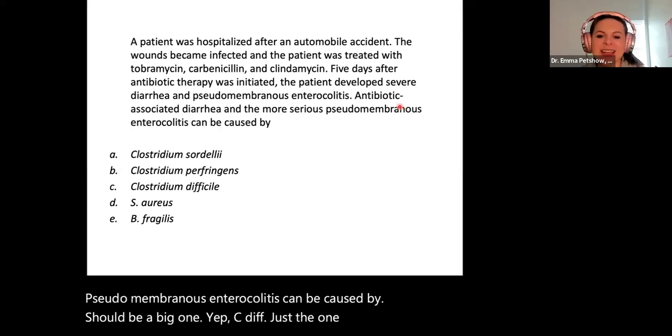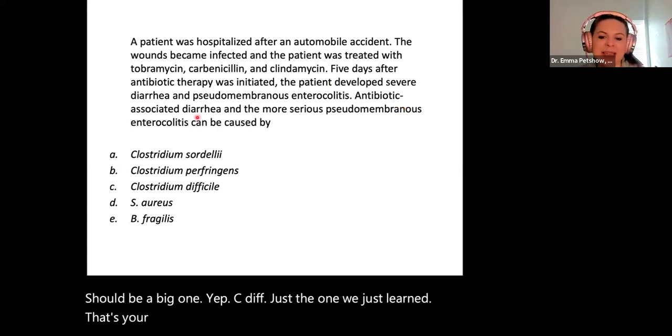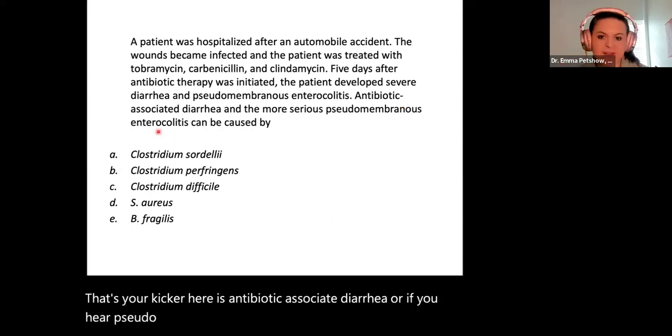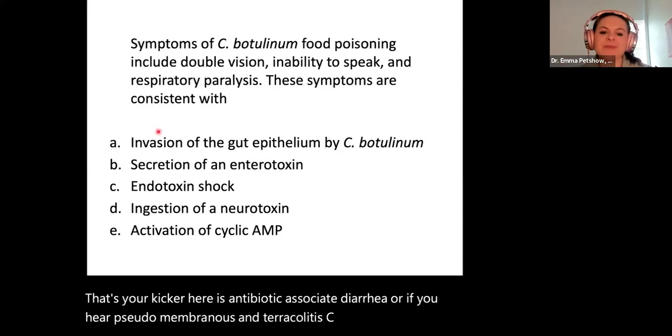That's your kicker here, is antibiotic-associated diarrhea. Or if you hear pseudomembranous enterocolitis, C. diff should be top of brain.